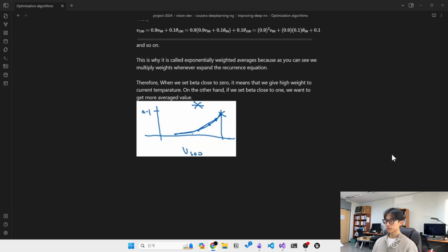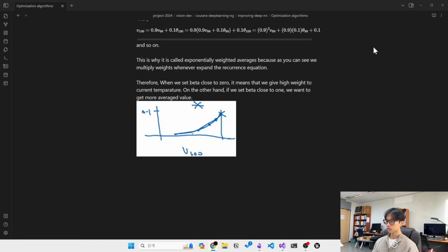Finally, let's talk about how you actually implement this. Recall that we start off with V0 initialized as 0, then you compute V1 on the first day, V2, and so on. Now, to explain the algorithm, it was useful to write down V0, V1, V2, and so on as distinct variables. But if you're implementing this in practice, this is what you do. You initialize V to be equal to 0, and then on day 1, you would set V equals beta times V plus 1 minus beta times theta 1. And then on the next day, you would update V to be equal to beta V plus 1 minus beta theta 2, and so on.